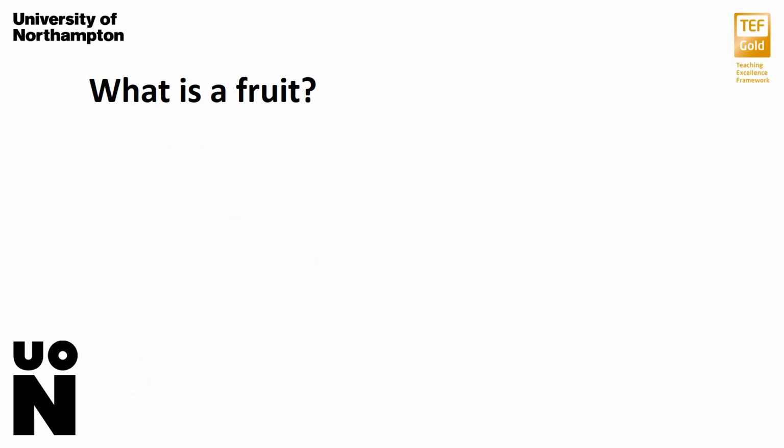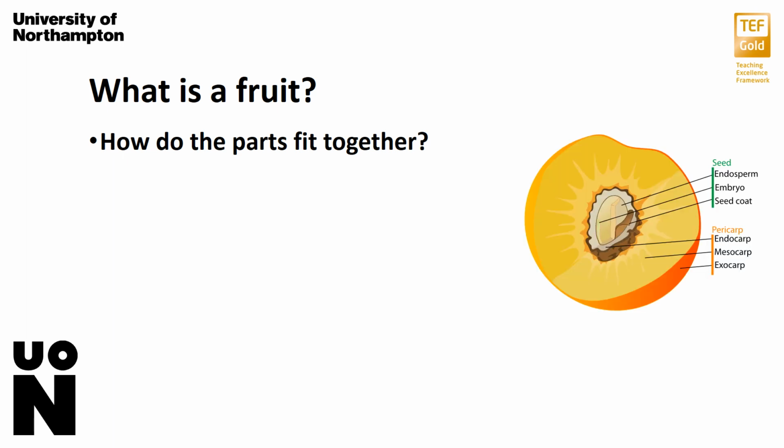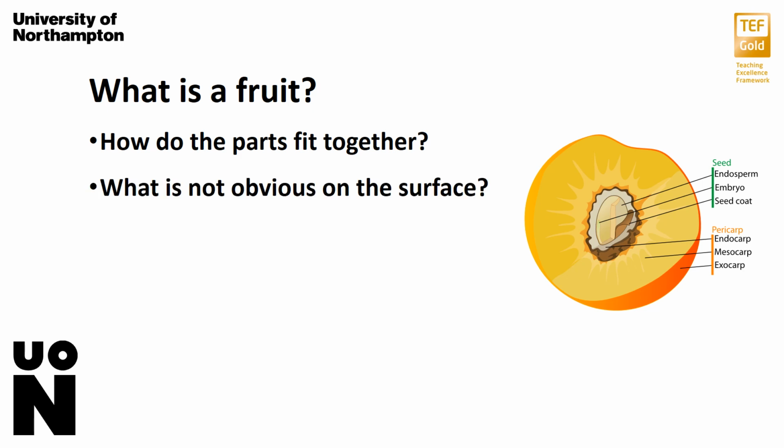But going back to the tomato for a moment, if we stick with learning about tomatoes and thinking about higher order thinking skills in relation to tomatoes, we can ask another question, which is, well, what is a fruit and how do the parts of the fruits fit together? So we can begin to break it down and look at the different parts of the fruit and see how they might link to the flowers. And what we're doing here is we're looking at what is not obvious on the surface. And this is really where we're into analysis.